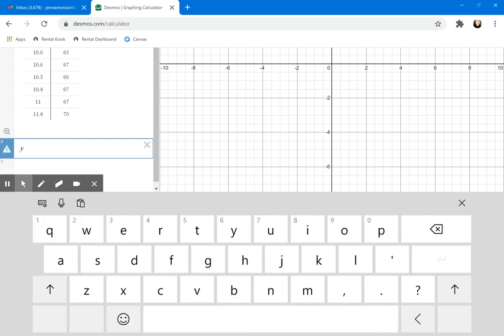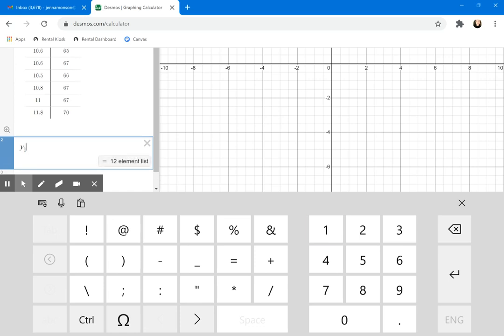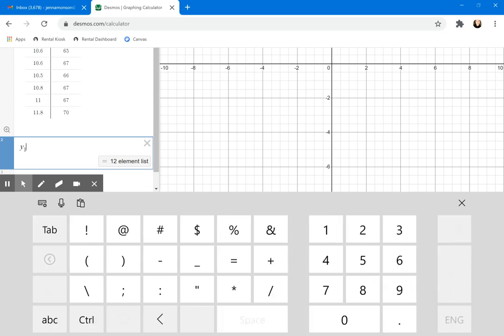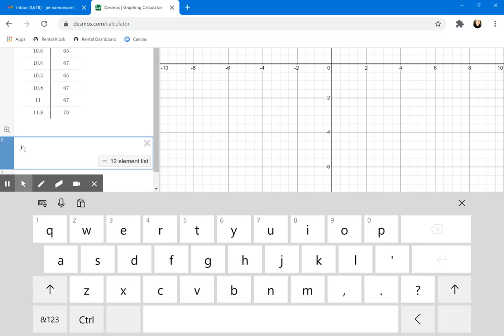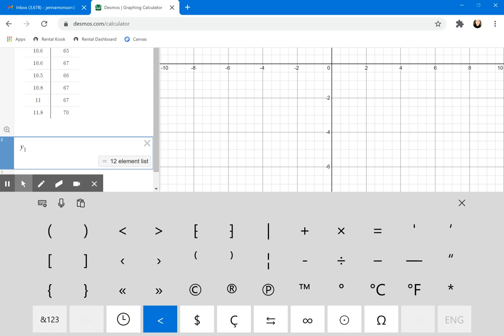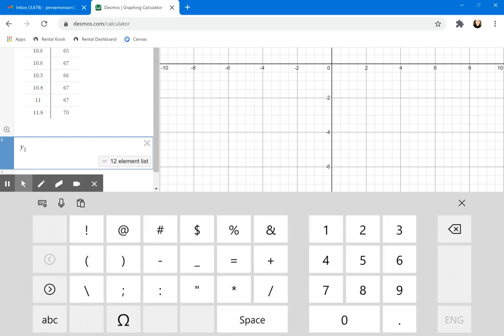So it's going to be y1 tilde. Let's see if I can remember how to do the tilde on here. I know it was something really obvious. Ooh, well that's fancy. I didn't know that was there. Tilde, where are you, tilde? Yeah, I know, I can't see, it's fine. There it is. Okay.